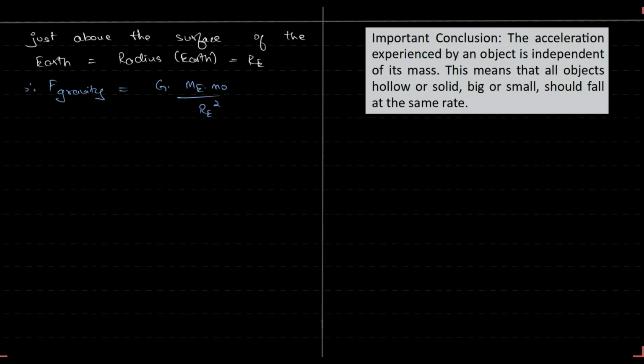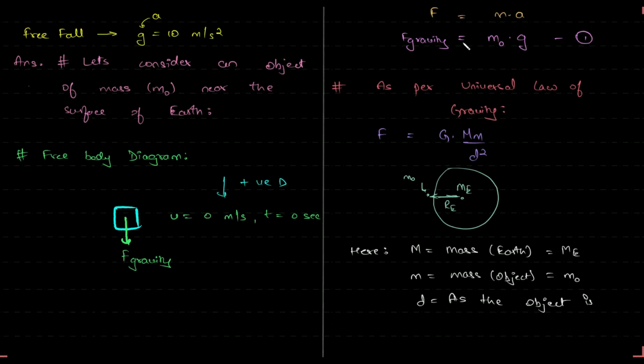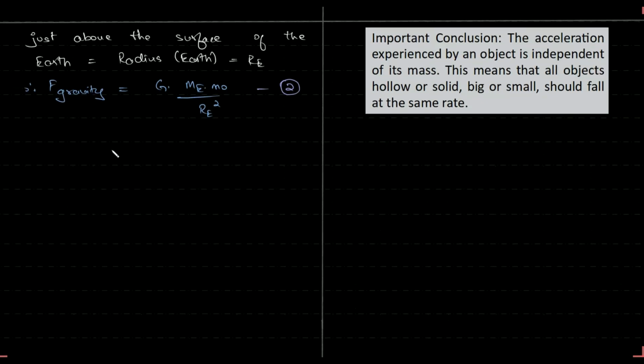Okay, so we can equate equation 1 and 2 because they are the same thing. They are pointing to the same force. Can you see that? The left-hand side is the same, equal to m naught g, and this is equated to the same thing. So we'll move on to the next step. From 1 and 2, what can we tell? We have g m naught is equal to capital G Me into m0 by RE square. Is there something common?